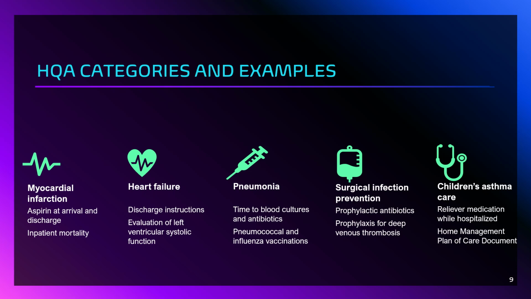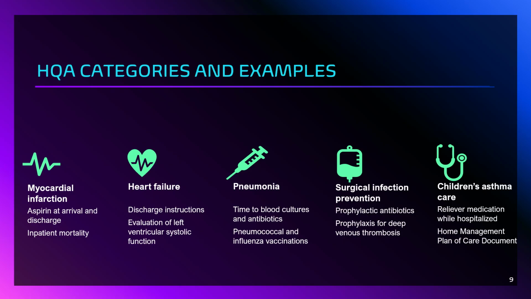So, for myocardial infarction or heart attack measures, these include whether patients are given aspirin on arrival, whether they're discharged with the right medications, and inpatient mortality rates. These measures capture both process and outcome. For heart failure, hospitals report whether patients receive discharge instructions and whether their left ventricular systolic function is evaluated. These steps are key for preventing readmissions and guiding treatment. For pneumonia, the measures include how quickly blood cultures are taken, how soon antibiotics are administered, and whether patients receive vaccinations for pneumococcus and influenza.